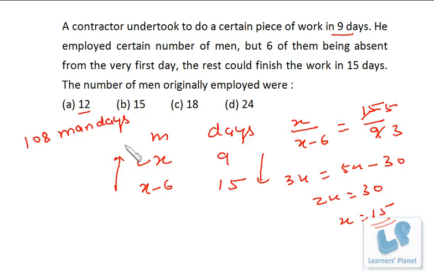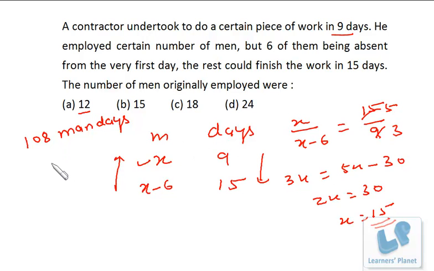I'm just explaining it slowly. Just listen to me carefully. 108 man days. But 6 of them were absent. That means 6 people were there. Now these 6 people finished the work in 15 days. That means 15 into 6. They finished the work of 15 into 6, that is 90 man days.